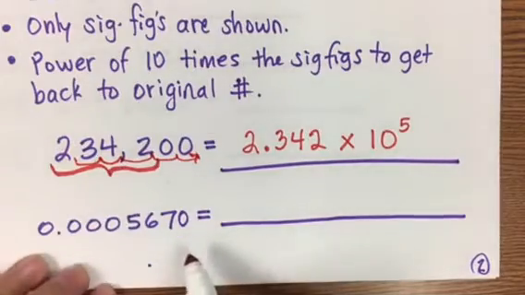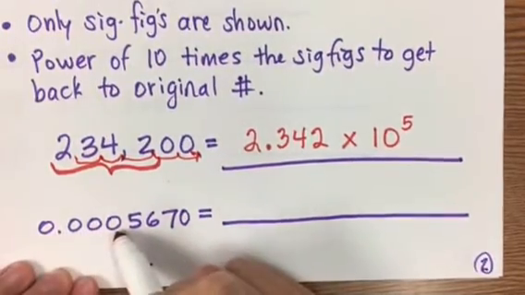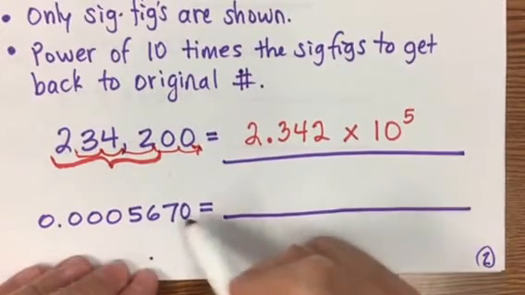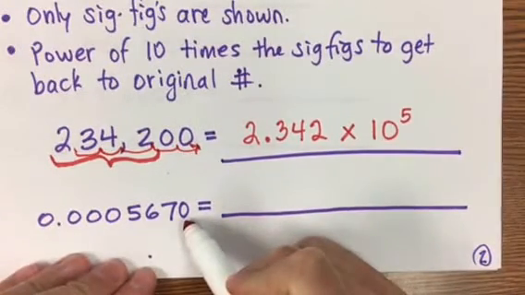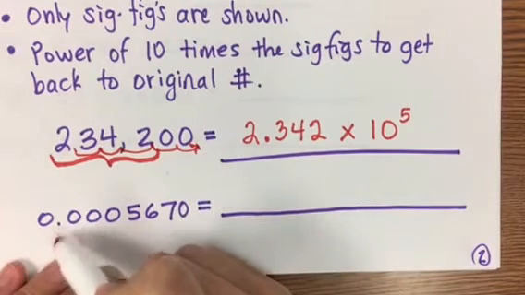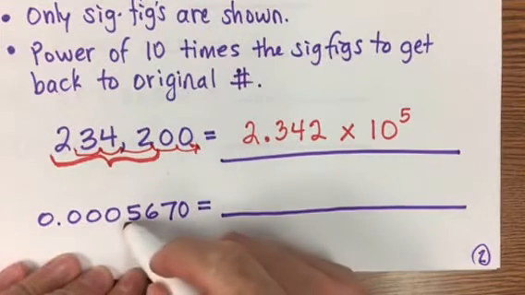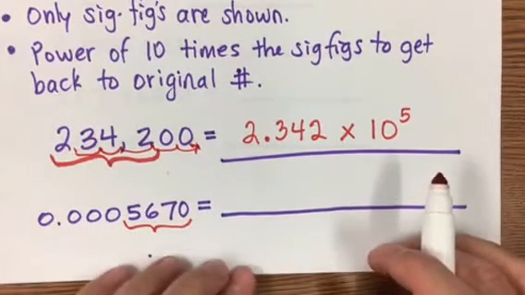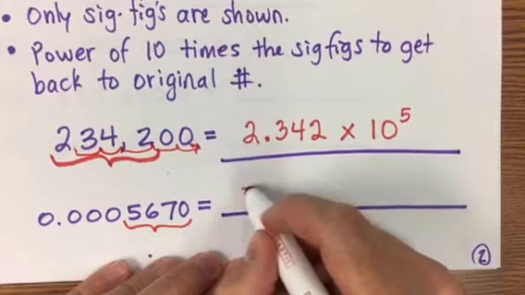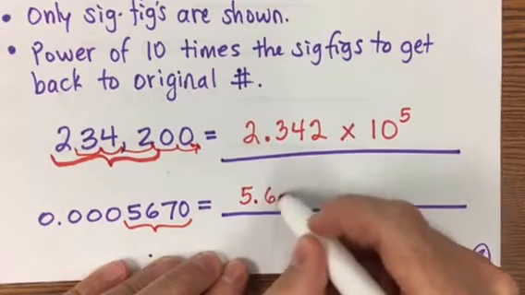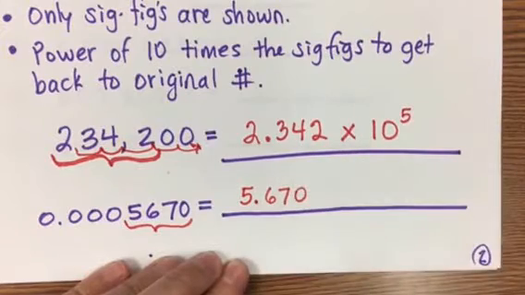What about this one? Are these zeros significant? No. Zeros to the left are not significant. How about this zero on the end? Is it significant? Yes, because the decimal is shown in the original number. So here are my significant figures in this number. There are 4 significant figures. So I need to show all 4 of those, but I always put one number in front of the decimal and the others after. Okay?